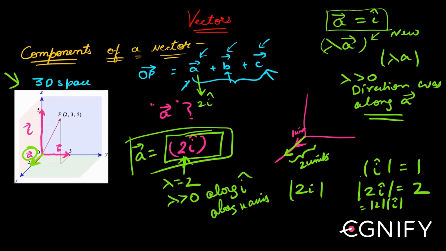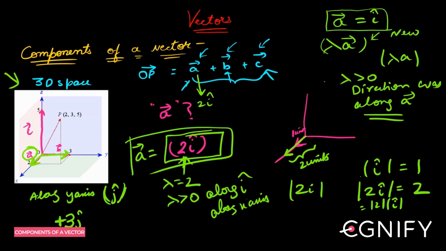Similarly, can you tell me what b bar is? I'll follow a similar procedure. I will take a unit vector along the y-axis. What is my unit vector along the y-axis? It is j cap, right? But I need a vector along the y-axis which has a magnitude of 3, and this j cap has only 1. So what will I do? I'll multiply this j cap with plus 3 so that my direction doesn't get reversed, right?